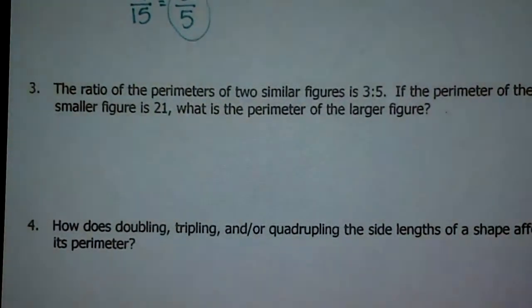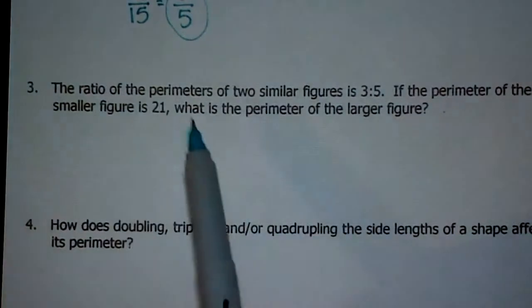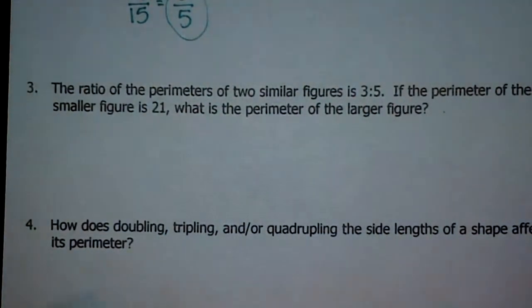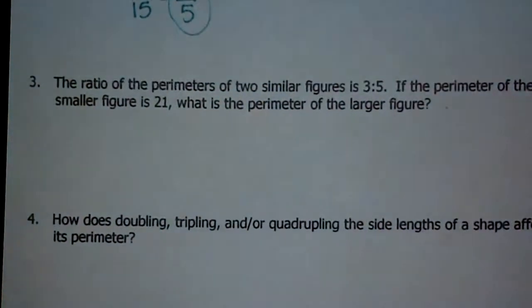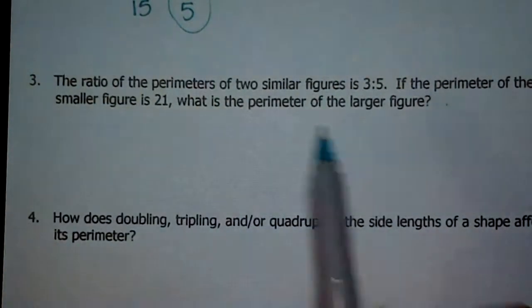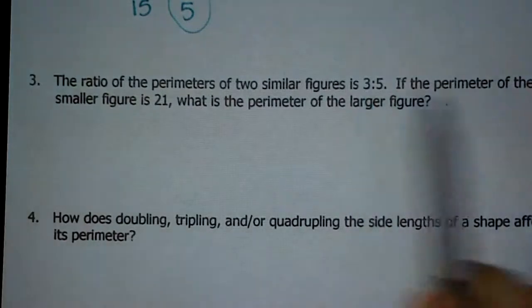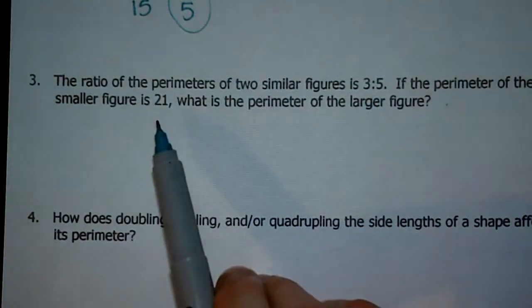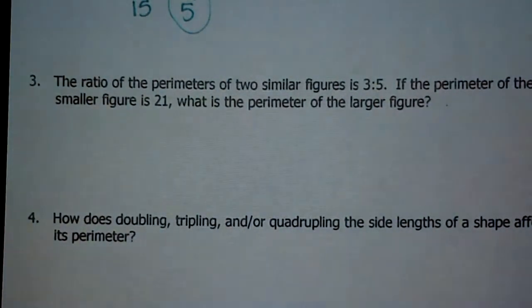This one's a little bit trickier here. I'm asking you to find something different. The ratio of the perimeters of two similar figures is 3:5. So right now, I've given you the ratio of the perimeters. I'm not asking you to find it, I'm telling you. It's 3:5. If the perimeter of the smaller figure is 21, what's the perimeter of the larger figure? So now, we're actually going to try to find the perimeter. And you might be thinking, but you haven't drawn me any shapes. How am I supposed to count the number around it?